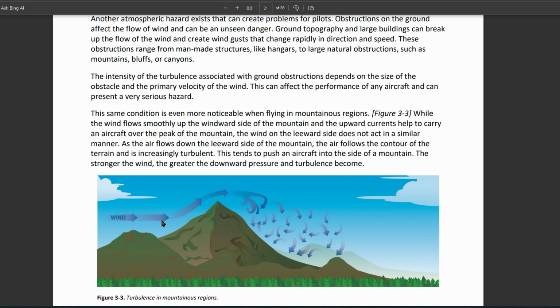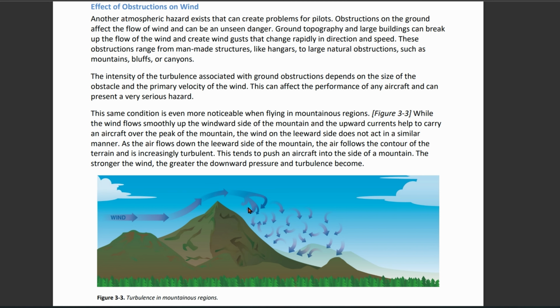You can see once it goes over this mountain, the air is going to want to flow with the terrain. So it flows with the terrain, but it's not smooth, right? On top of that, the wind has to come over here and down, right? So you're going to get a giant downdraft or downforce that's going to push you towards the mountain, and it's going to look something like this. Whole lot of turbulence.